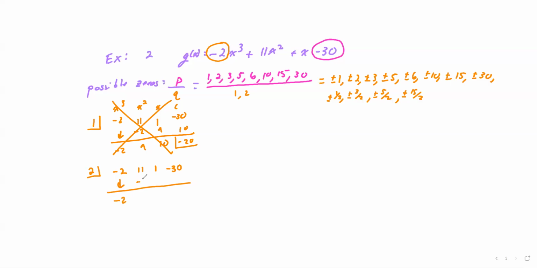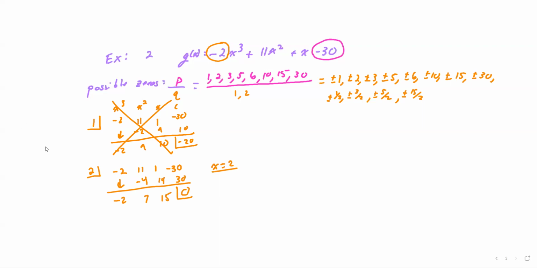So 2 times negative 2 is negative 4. 11 plus negative 4 is 7. 2 times 7 is 14. 1 plus 14 is 15. 2 times 15 is 30. Negative 30 plus 30 is 0. Boom, 2 is an answer. So that means x equals 2 is an answer.